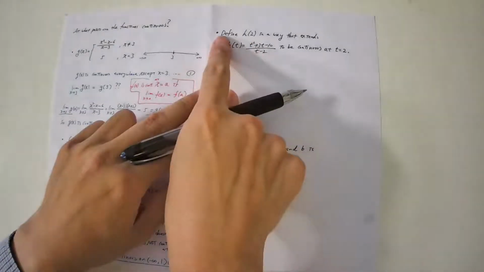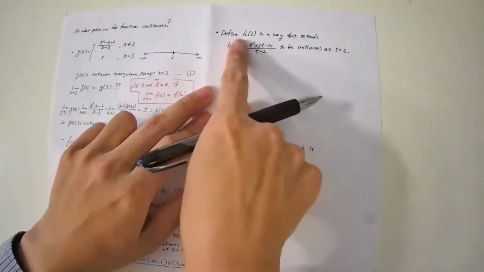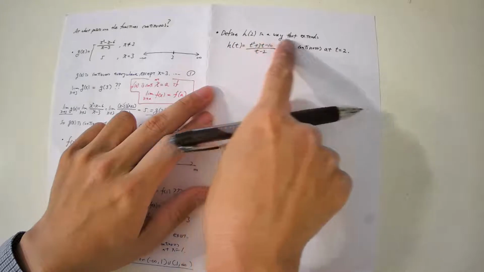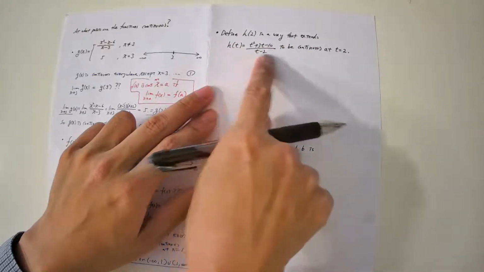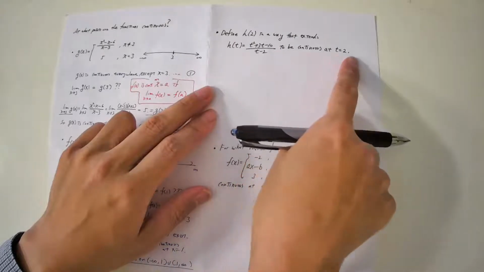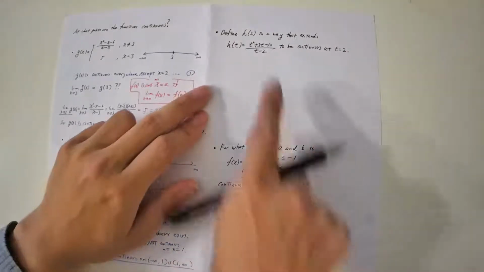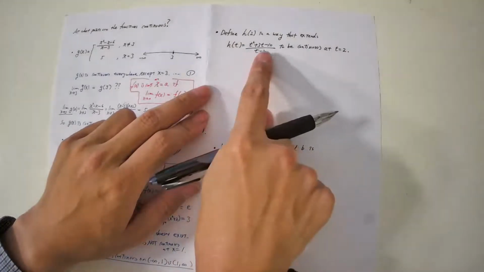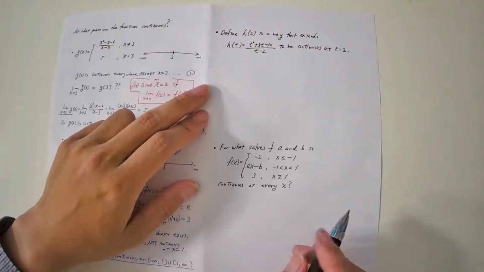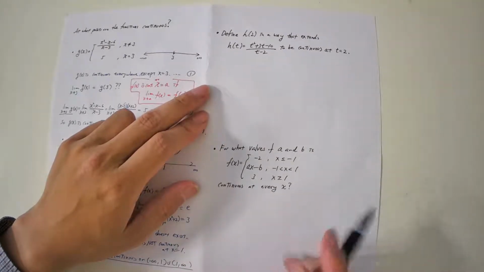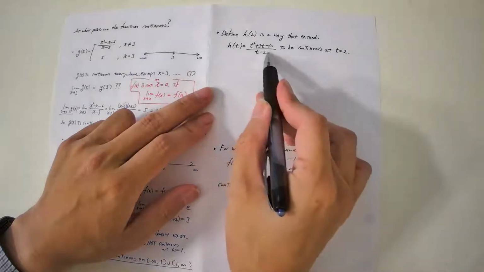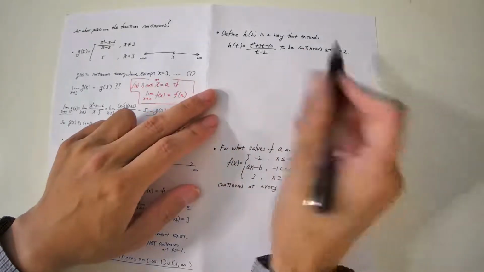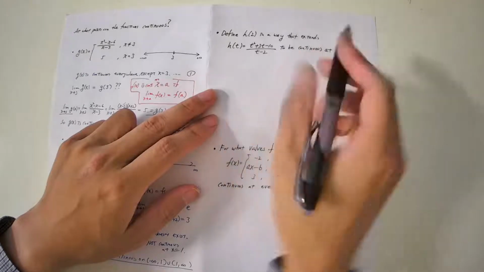Here's another question, the third question. Define h of 2 in a way that extends h of t, the function h in terms of t, to be continuous at t equal to 2. So this function is well defined anywhere outside of t equal to 2, but it's not defined at t equal to 2. And we want to extend this function.